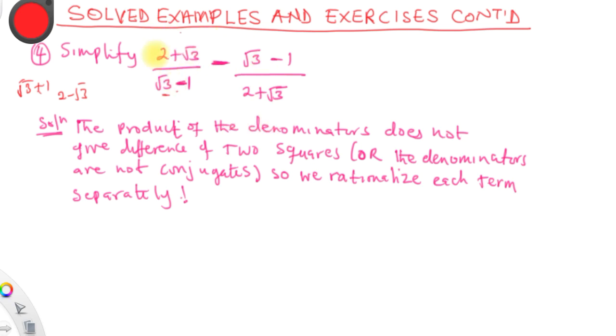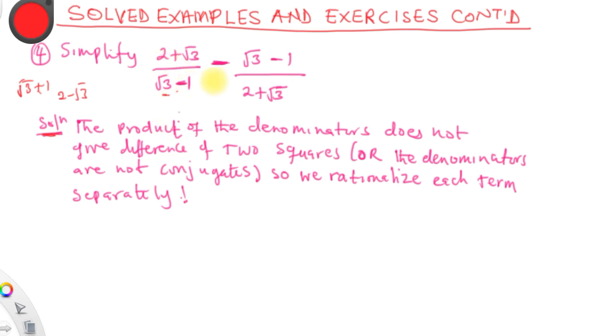So we will simplify this term separately, then that term, then we subtract the results. So we are saying solution. We note that the product of the denominators does not give a difference of two squares, or the denominators are not conjugate. So we rationalize each term separately. Whenever you are given a fractional set to either add or subtract, and the denominators are not conjugate, then you have to rationalize each term separately. After that, you add or subtract the results depending on the question.